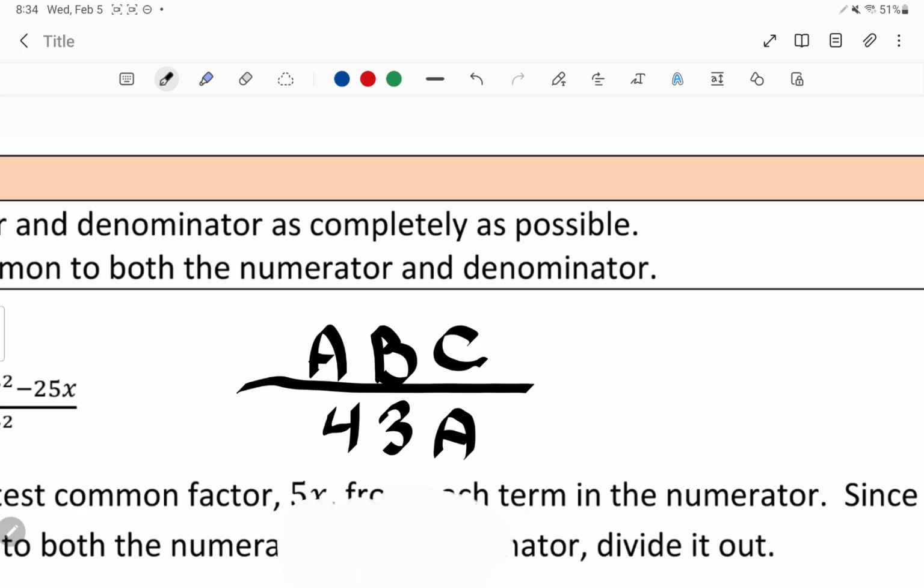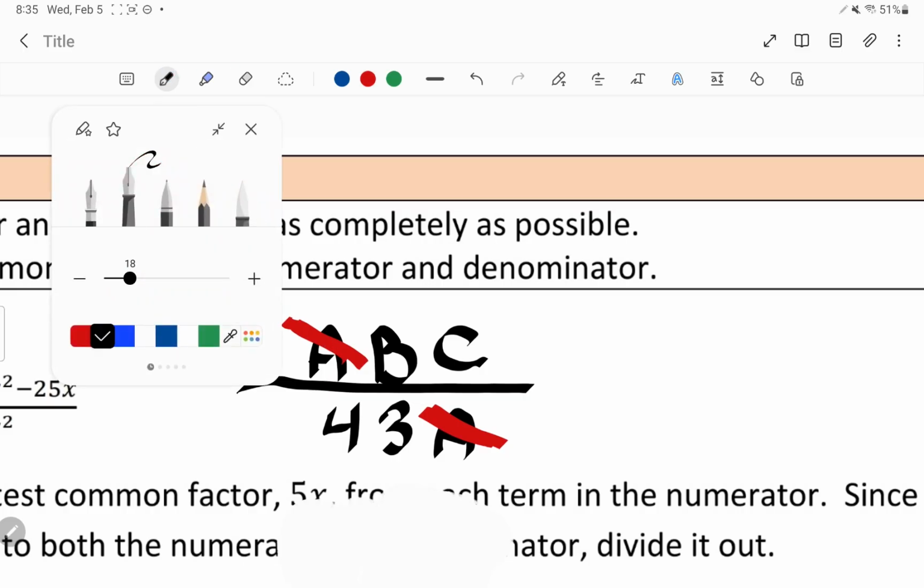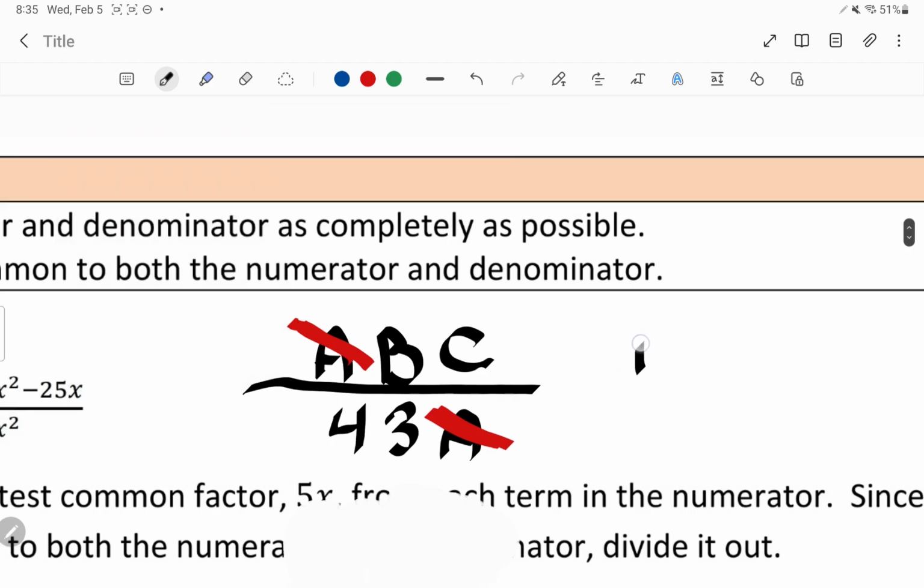So what do I have in common on the top and on the bottom? Well, if you're very observant, you'll notice I have an A here and an A here. Because this is a fraction, we can go ahead and cancel them out. So if I were to simplify this expression I just gave you, my answer would be B, C over 4, 3. Well, let me put in a multiplication sign just because we're talking about 4 and 3. So that's what we have.